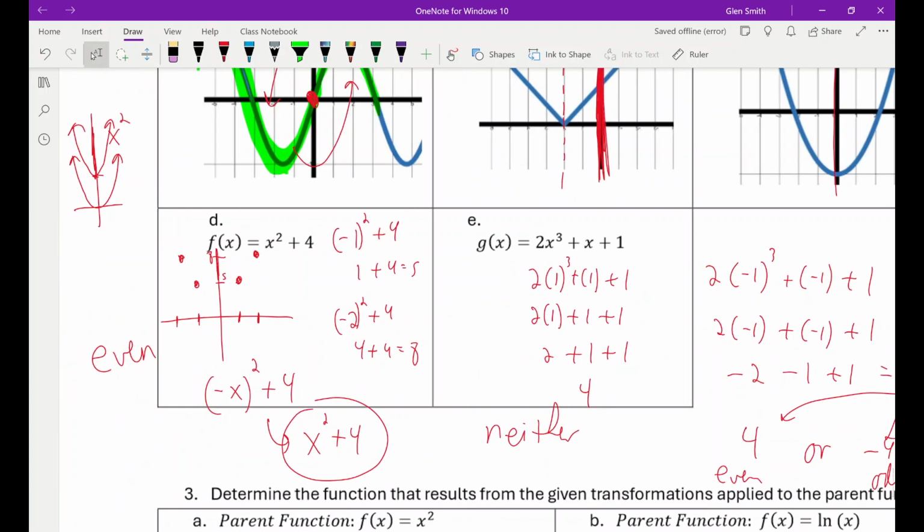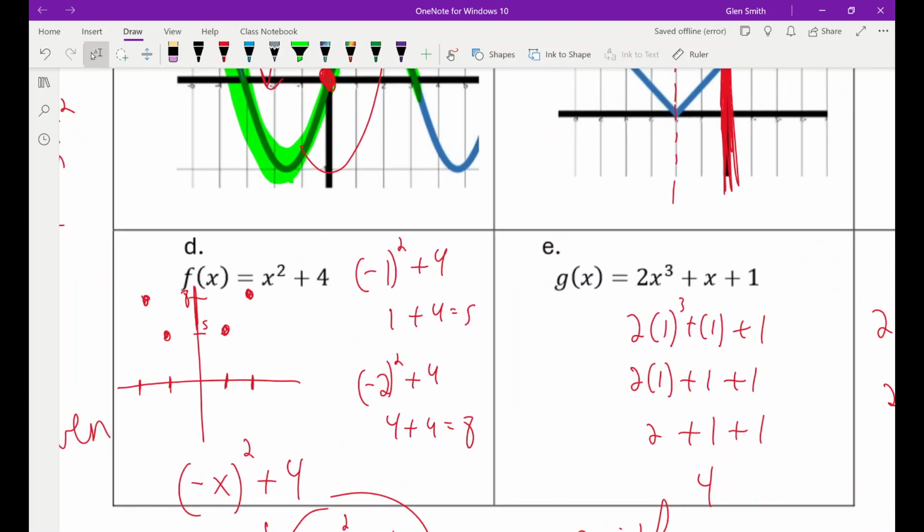Another way you can tell real quick is just by looking at the exponents on the x's. If it's just an algebraic thing, x to powers, if the power on all the x's is even, then it's going to be an even function. And I know this 4 over here doesn't look like it has an x, but it actually has an x to the 0 on it. And 2 and 0 are both even numbers. And that's why this ends up being an even function.